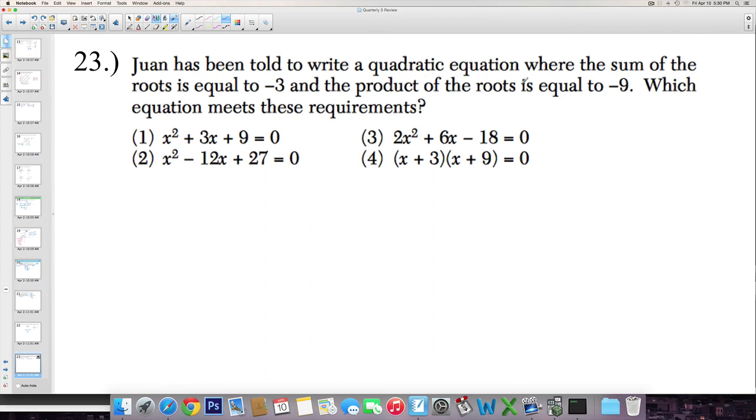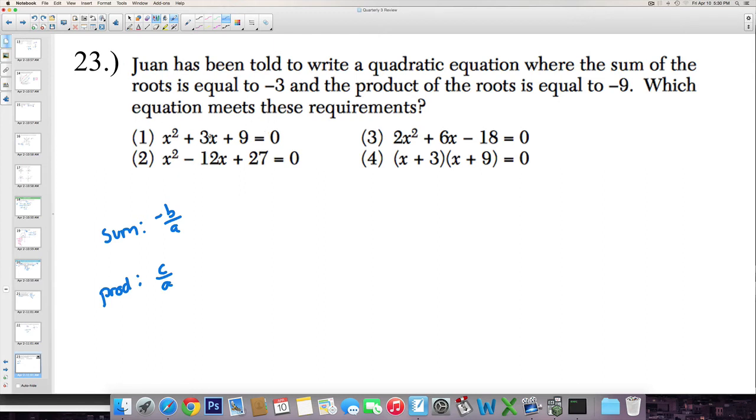We want to write a quadratic equation where the sum of the roots is equal to negative 3 and the product of the roots is equal to negative 9. So we could do this a few different ways. We could look at all of these and say, well, the sum of the roots is negative b over a, and the product of the roots is c over a, and we can see which one of these matches. So let's try that way first, and then I'll show you a different way.